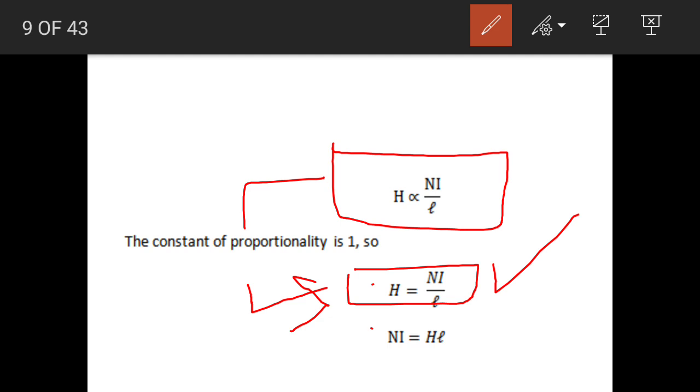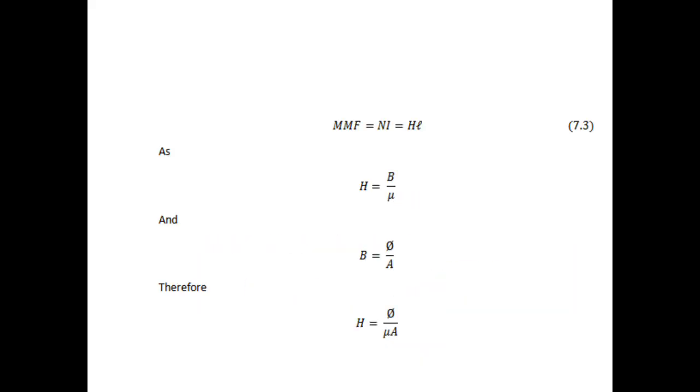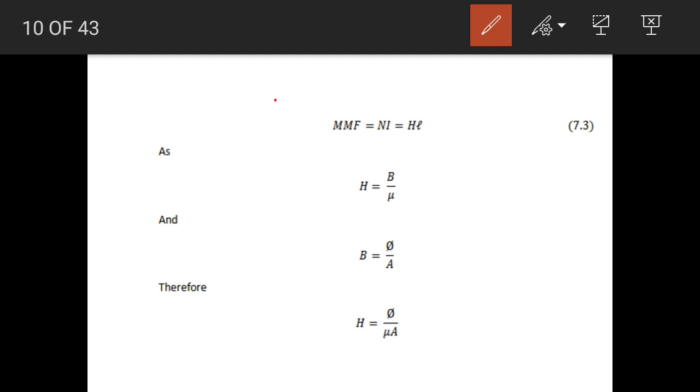If we simplify this equation, Ni will be equal to HL, where Ni is known as MMF. MMF is responsible for the creation of the magnetic flux. So the MMF will be equal to Ni, and this MMF will also be equal to HL. Now we know that Ni is basically equal to MMF. So the MMF in this magnetic circuit will be equal to Ni or HL.